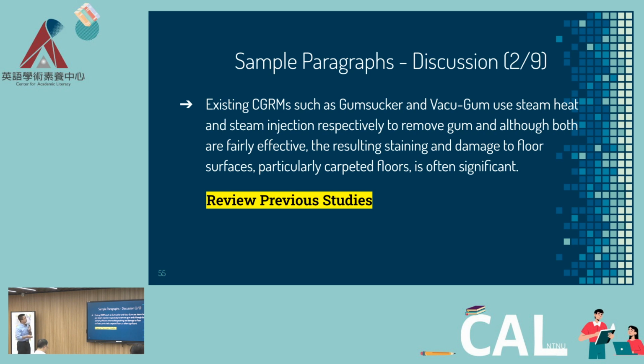So the next one. Existing CGRMs, such as Gum Sucker and Vacuum Gum, use steam heat and steam injection respectively to remove gum, and although both are very effective, the resulting staining and damage to floor surface, particularly carpeted floors, is often significant. Sorry about that, that's a very long sentence. So you have to review previous studies, right? You review that there are Gum Sucker and Vacuum Gum. They use steam and steam injection, and then use the vacuum to pull out the chewing gum. Both are fairly effective, but the damage is often significant. So there's staining and damage to the floor.